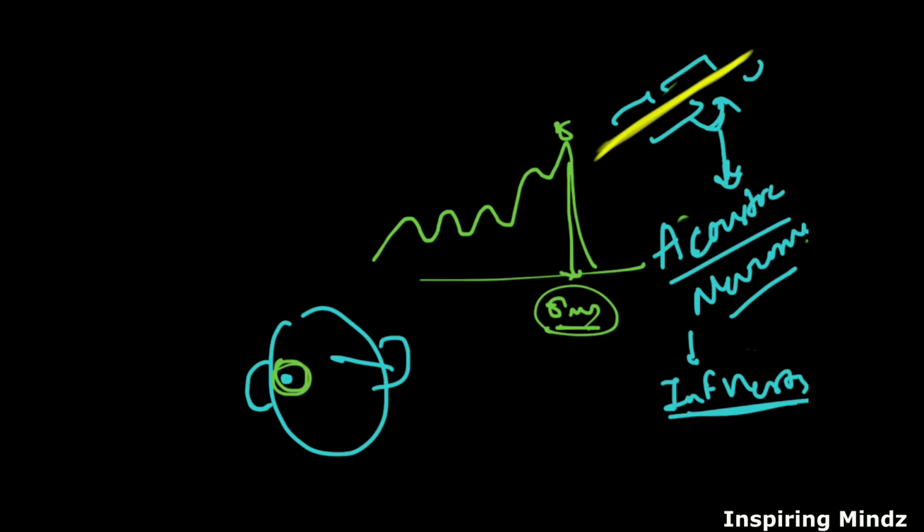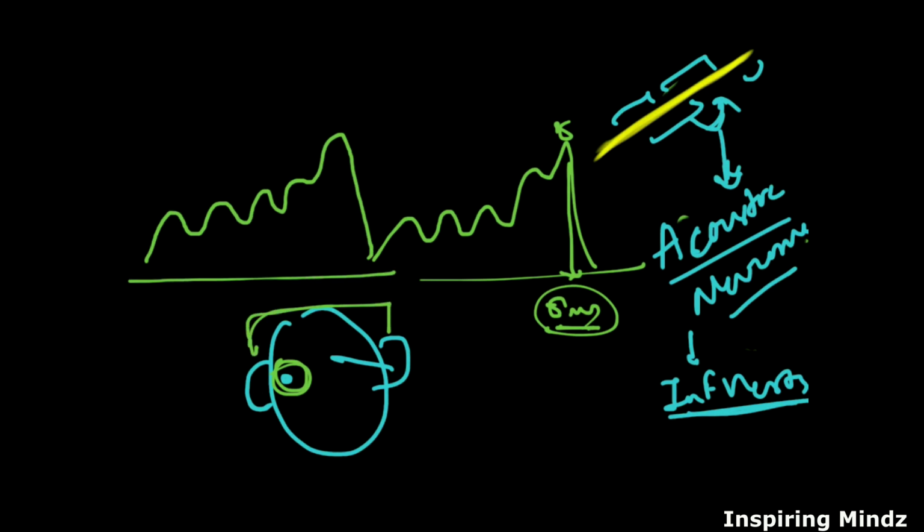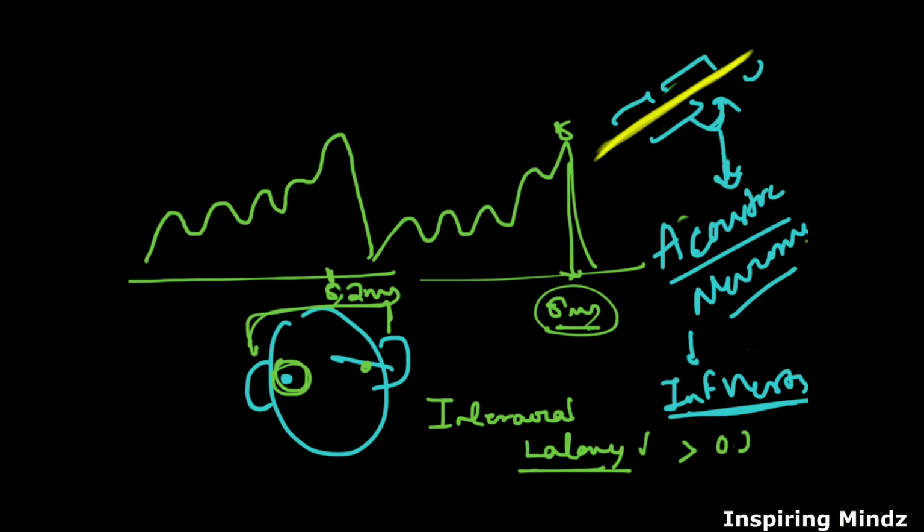Here there is a lesion in the vestibular nerve, so the waves will be delayed. Suppose this wave comes at 5.2 milliseconds. If between the two ears the interaural latency for wave 5 differs by more than 0.2 milliseconds, it is diagnostic of acoustic neuroma.